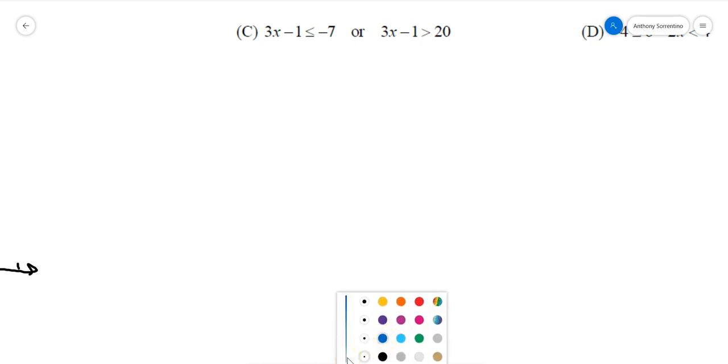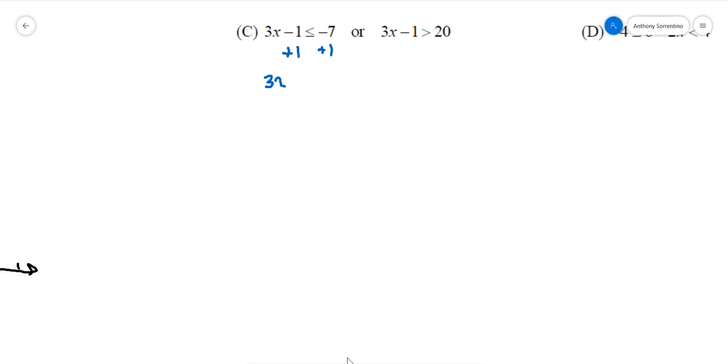So this one here, I want to add 1 to both sides. I'll have 3x is less than or equal to negative 6. I'll divide both sides by 3. Since I'm dividing both sides by a positive number, nothing's going to happen to that inequality. And so I'm going to have x is less than or equal to negative 2.